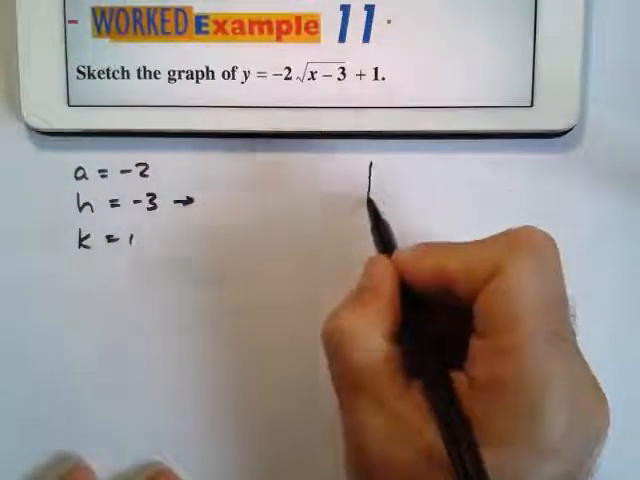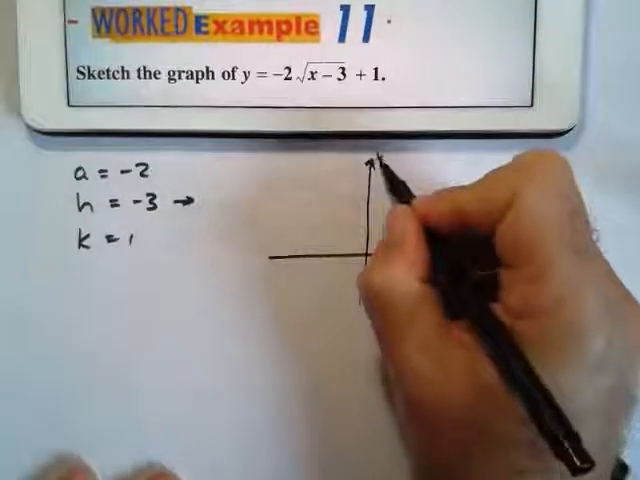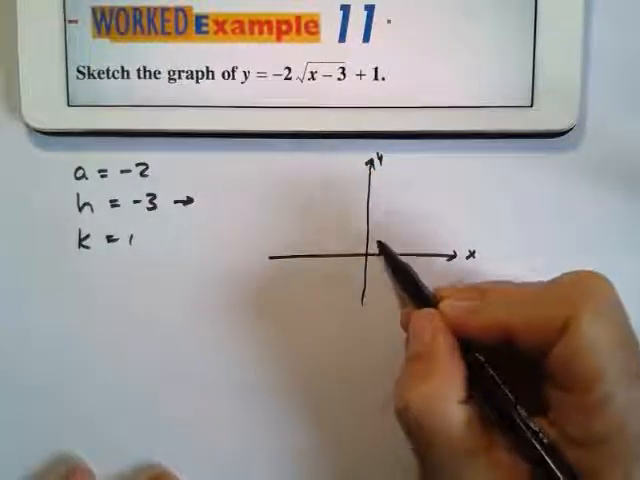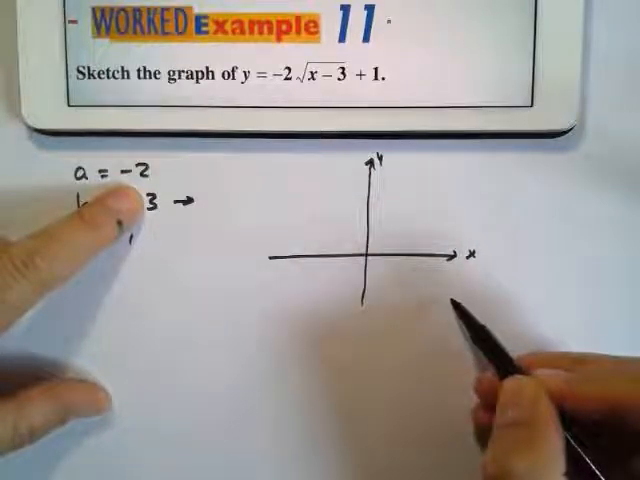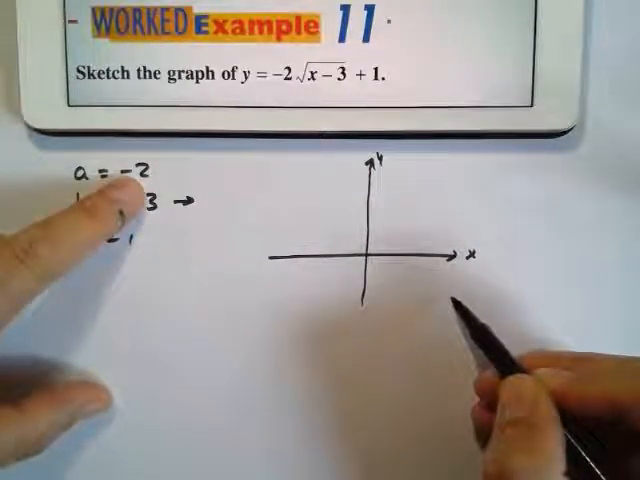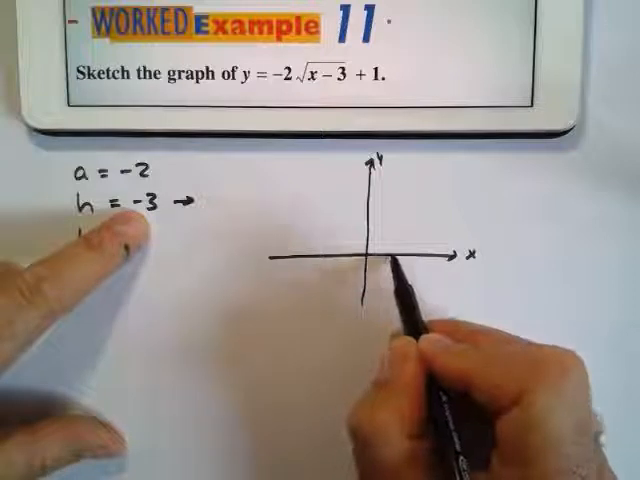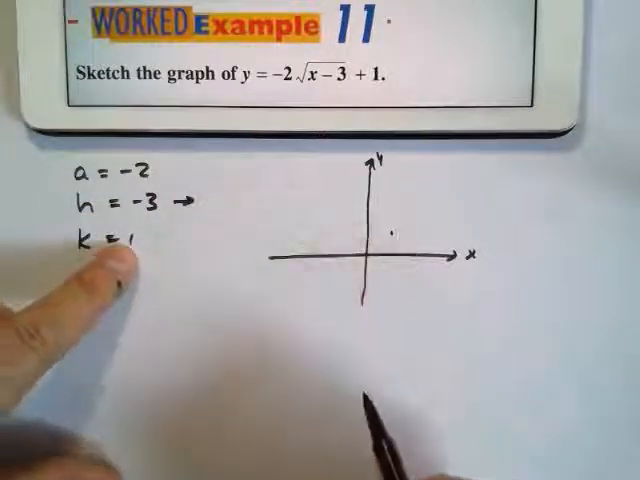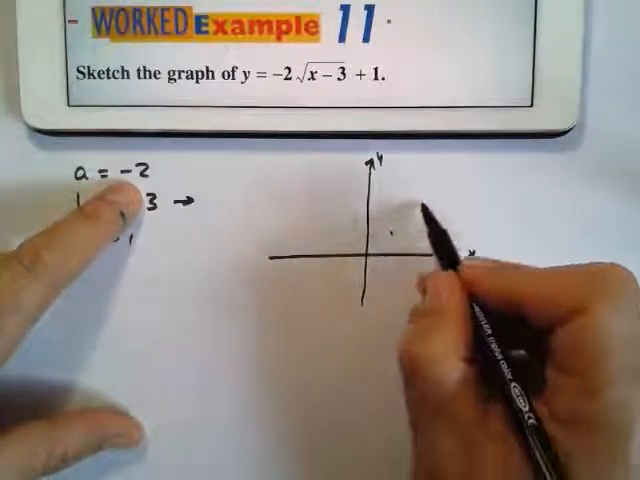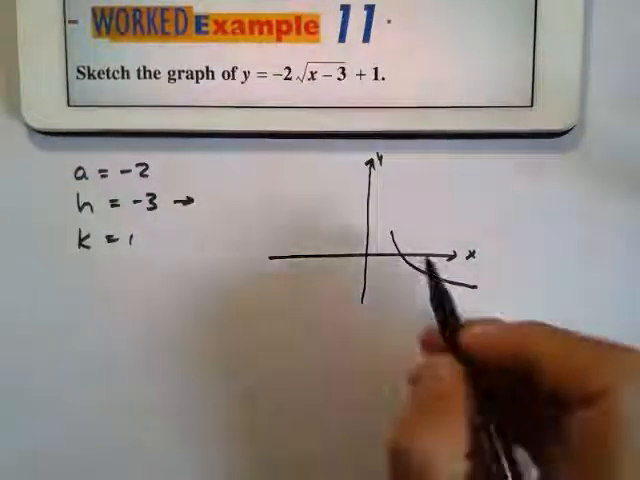Draw my graph with a ruler. That is y, that is x. So instead of looking like that, it's reflected in the y-axis, so it's going to sit down like that. Dilation factor of 2, we're not going to draw that. h is negative 3, so it means that from 0 it's going to go in the positive direction, plus 3, and then it's going to go up 1. So it's going to sit over there. And because it's negative, it's not going to be like that, it's going to be like that. So that is my shape.